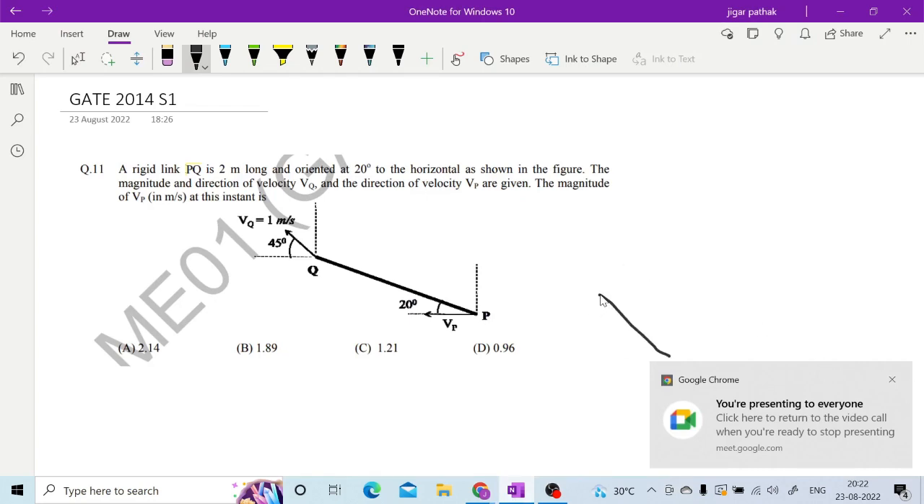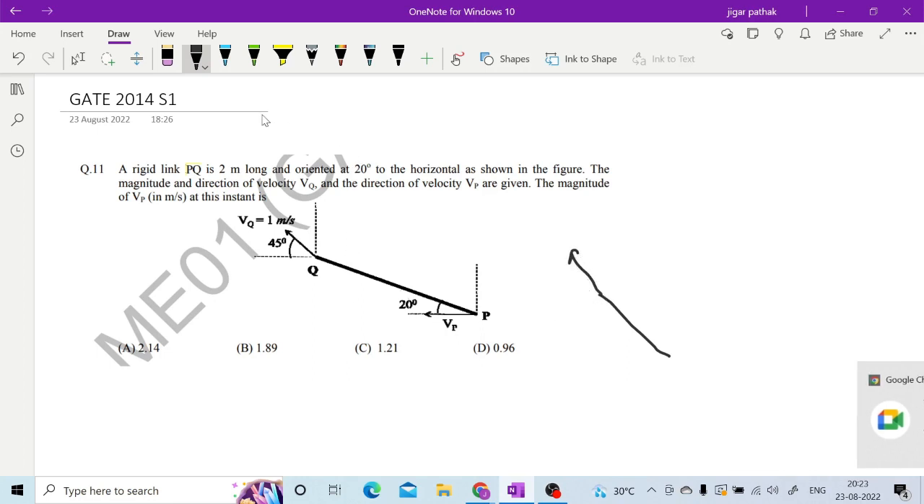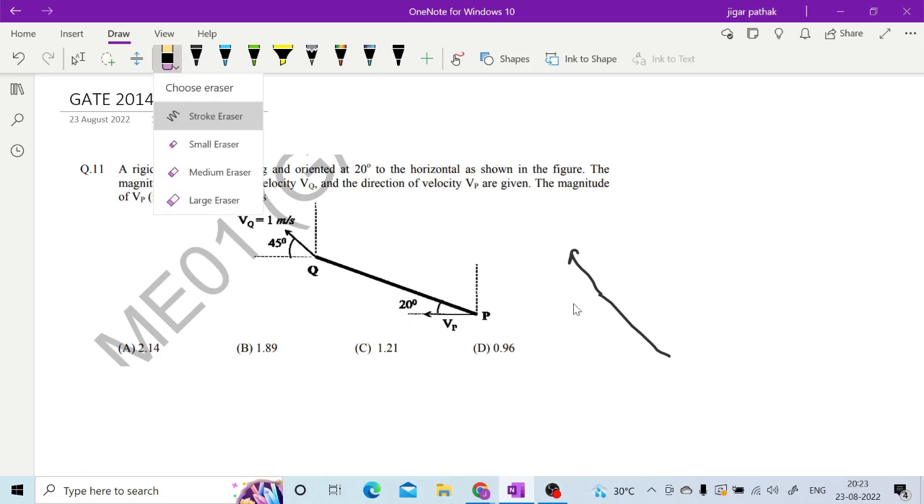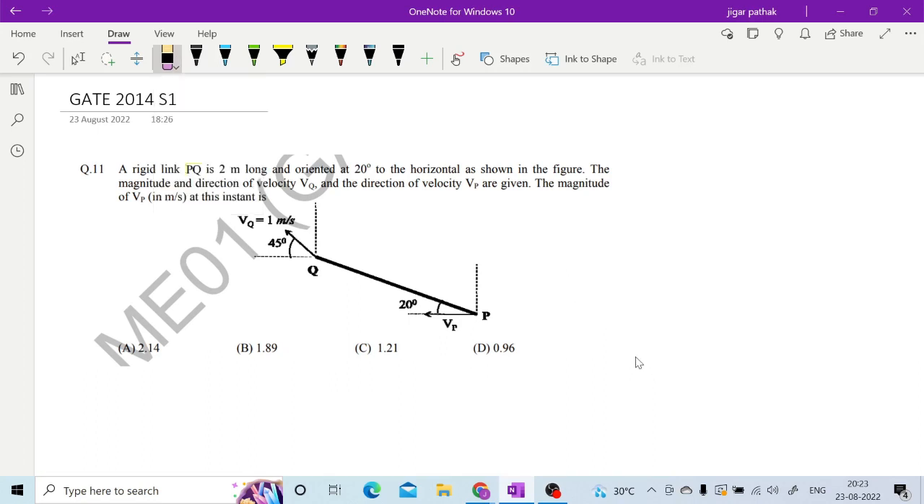Here, as it is given, let me draw it correctly. So what is given is, here you are having a 20 degree.